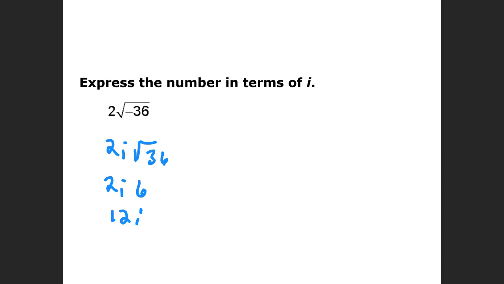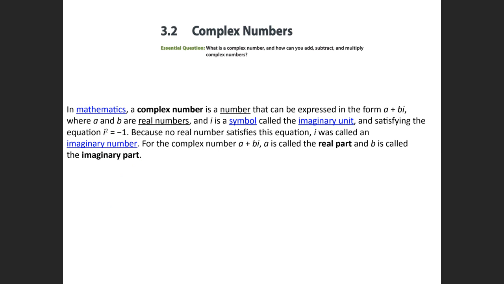Okay, so now we're going to talk about complex numbers. What is a complex number? In mathematics, a complex number is a number that can be expressed in the form a plus bi, where a and b are real numbers, and i is a symbol called the imaginary unit, satisfying the equation i squared equals negative 1. Because no real number satisfies this equation, i was called an imaginary number. For the complex number a plus bi, a is called the real part, and b is called the imaginary part.